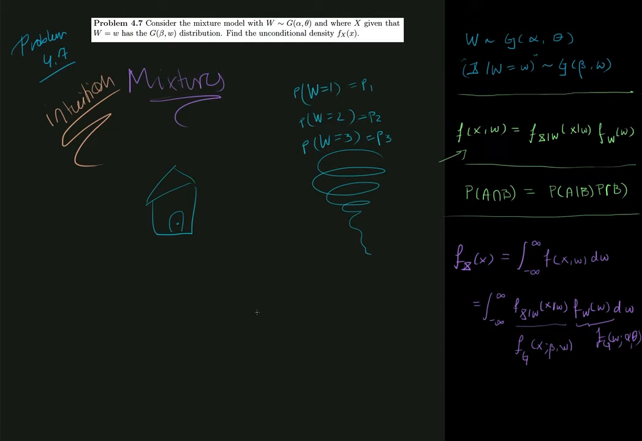And given a certain outcome of the storm strength, the damages on the house will be distributed a certain way. We call the damages X. The damages on the house, given that W is equal to 1, is distributed one way; given that W is equal to 2, another way; and given that W is equal to 3, a third way. Now, this means that the damages on the house will be distributed in different manners according to the strength of the storm.